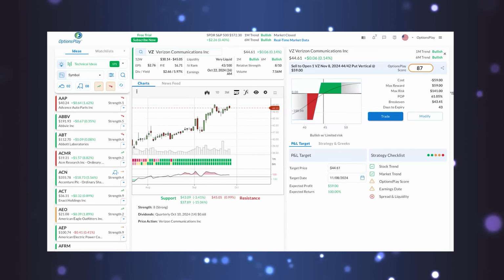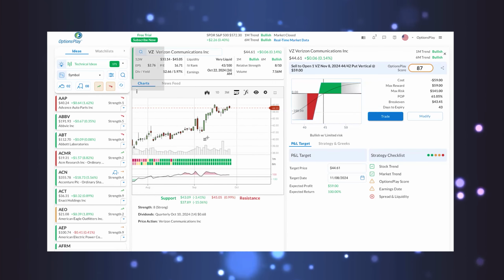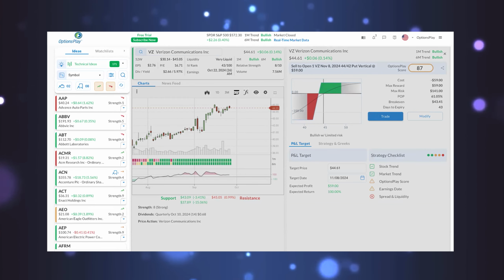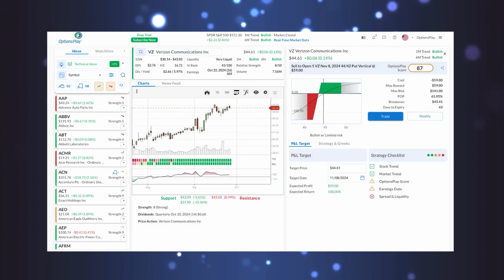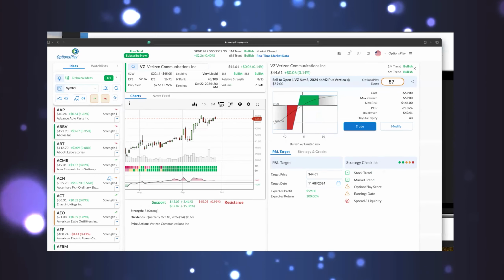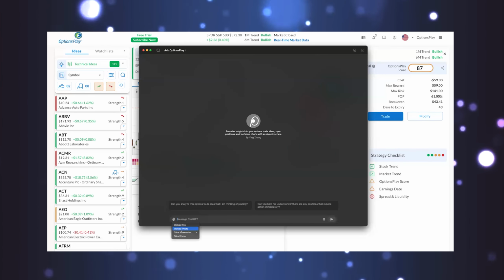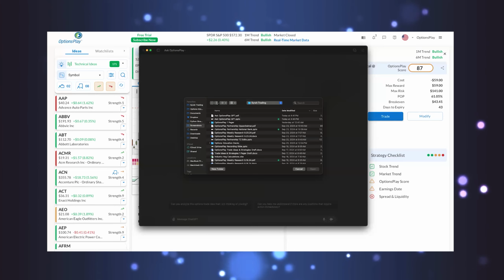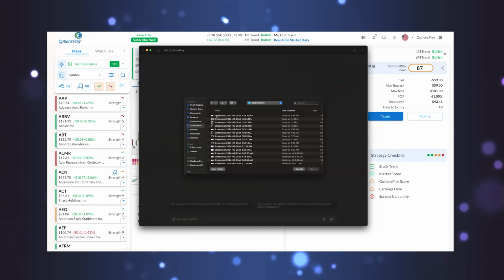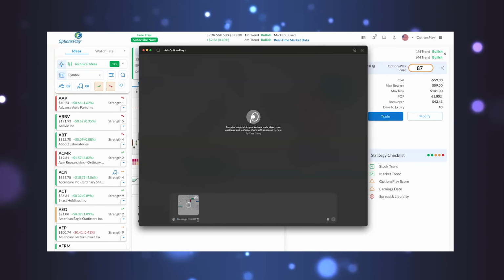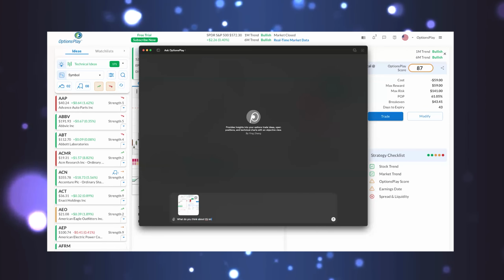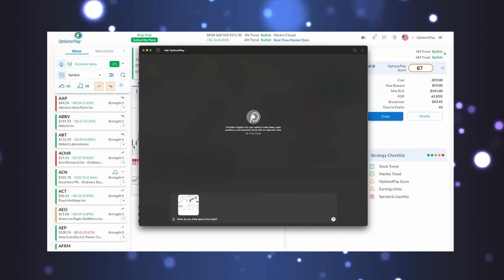So what you can do is take a screenshot of the trade idea that you're looking at. Here, I'm just taking a screenshot of the middle and right-hand panel. And what I'm going to do is simply upload this into ChatGPT. And I'm just going to say, what do you think about this trade? It's as simple as that.